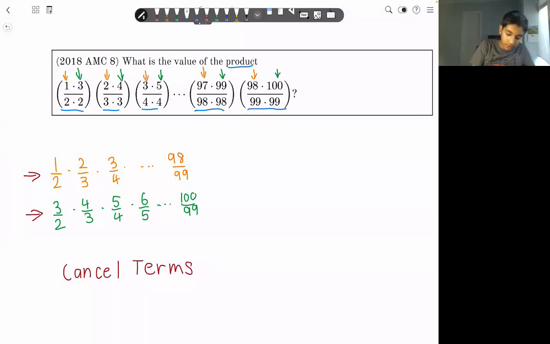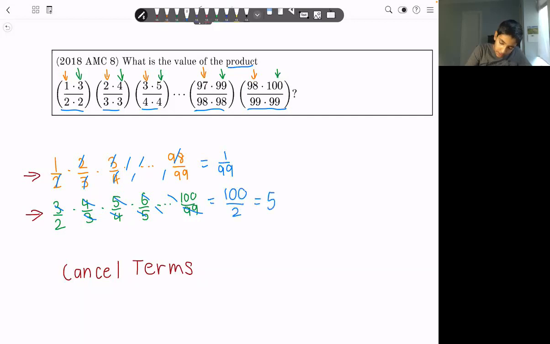So the trick here is the 2's cancel, the 3's cancel, the 4's cancel, the 5's cancel, and so on, the 98's cancel, and we're left with 1 over 99. Now the second expression here, we have that the 3's cancel, the 4's cancel, the 5's cancel, the 6's cancel, dot dot dot, all the way till the 99's cancel. And this gives us 100 over 2, which is just 50. So the product of these is just going to be 50 times 1 over 99, which is 50 over 99.